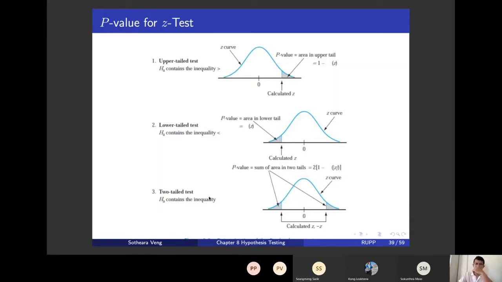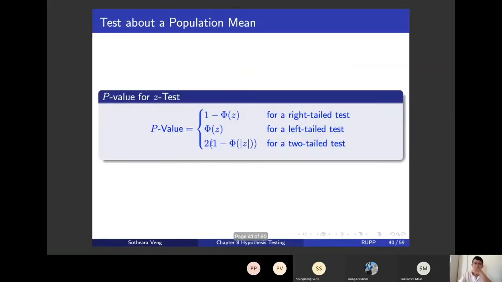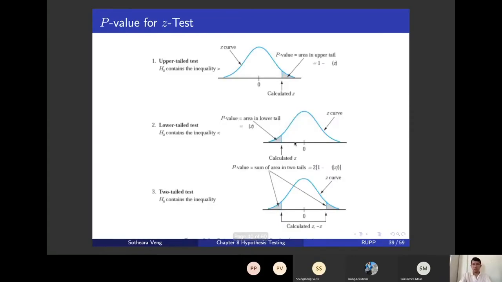And for the two-tail test, you have to combine these areas together. So in other words, it's given by this formula. This phi is the CDF, the cumulative distribution function, for the standard normal distribution. So it just summarizes this situation.